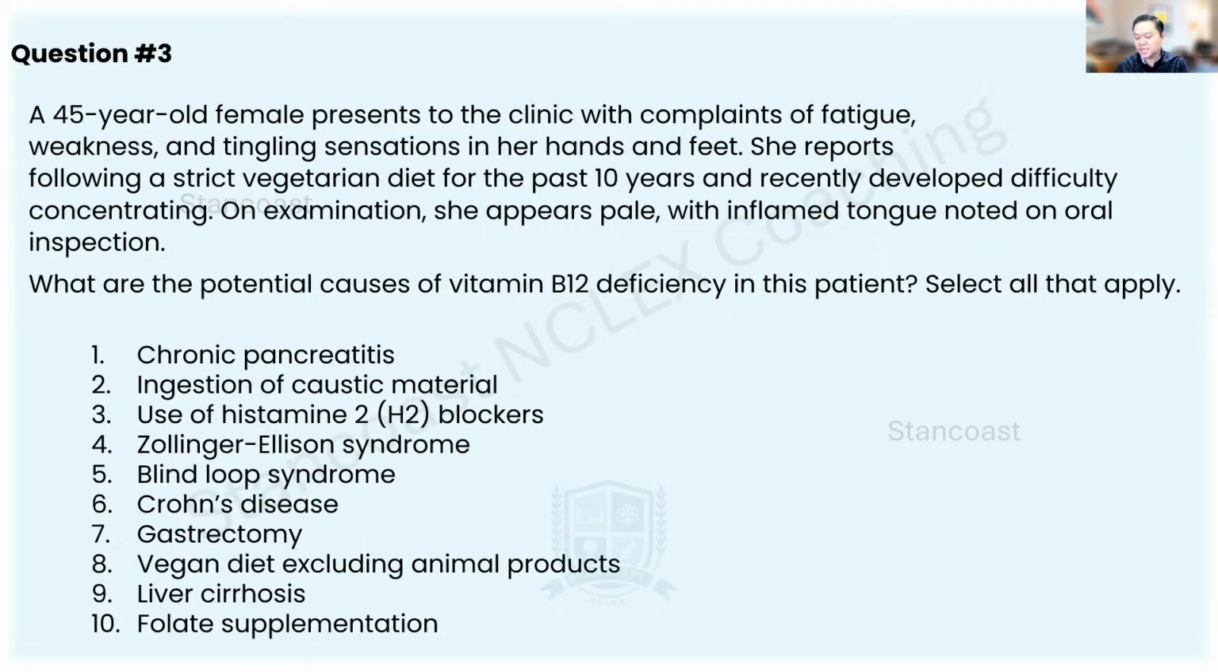The question states, a 45-year-old female presents to the clinic with complaints of fatigue, weakness, and tingling sensations in her hands and feet. She reports following a strict vegetarian diet for the past 10 years and recently developed difficulty concentrating. On exam, she appears pale with glossitis, which is the inflammation of the tongue, noted on oral inspection.